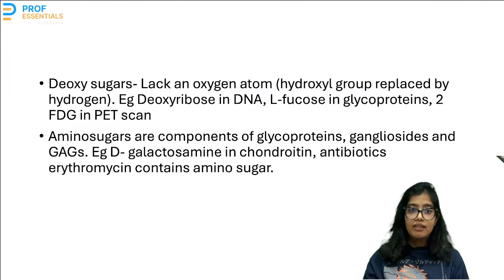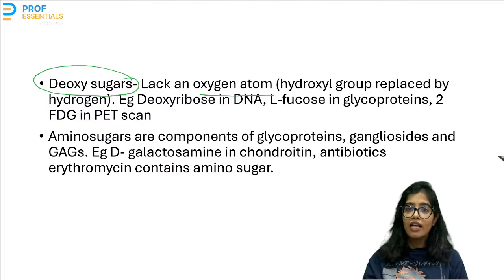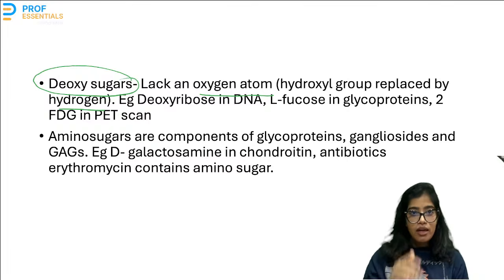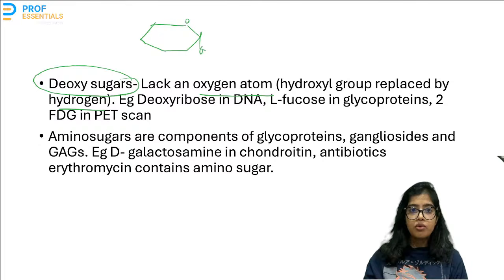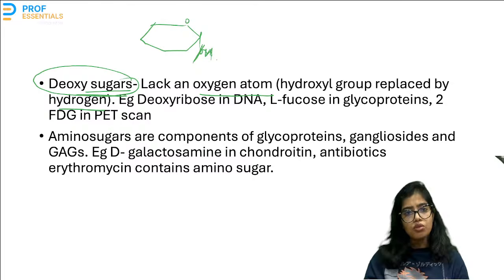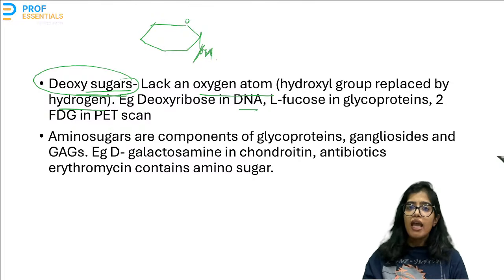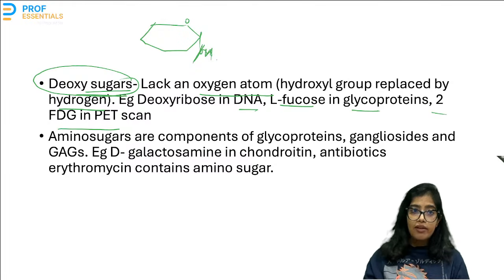Now, there are certain deoxy sugars where an oxygen atom is removed. So the hydroxyl group is replaced by a hydrogen, right? You know there are a lot of hydroxyl groups here. So if one of the hydroxyl groups, suppose this OH, is replaced by an H, then it is known as a deoxy sugar. Very easy. Oxygen is removed, like deoxyribose in DNA, L-fucose in glycoproteins, 2-FDG in PET scan, right?